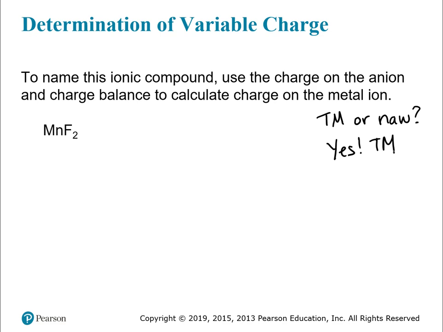Then you have to ask yourself, is this an exception? Remember that zinc, cadmium, and silver all form only one ion. So if it's a transition metal, but it's one of those, we don't need to use a Roman numeral. In this case, we've got manganese. So the answer is no. We have to use a Roman numeral for the charge.